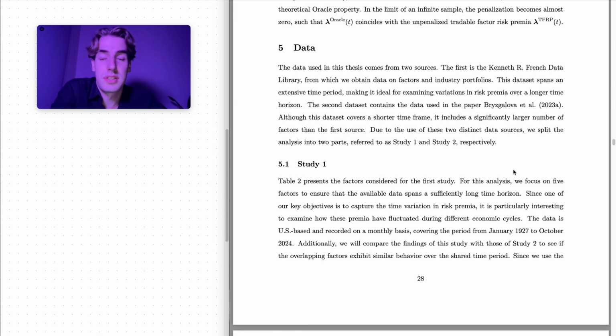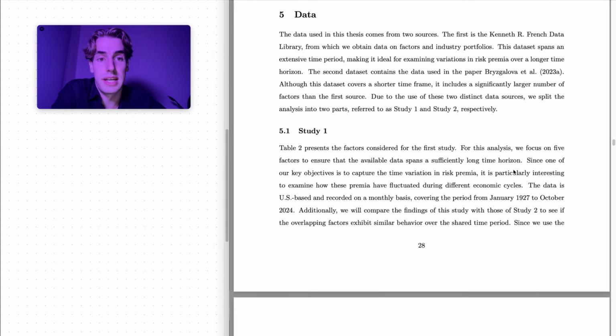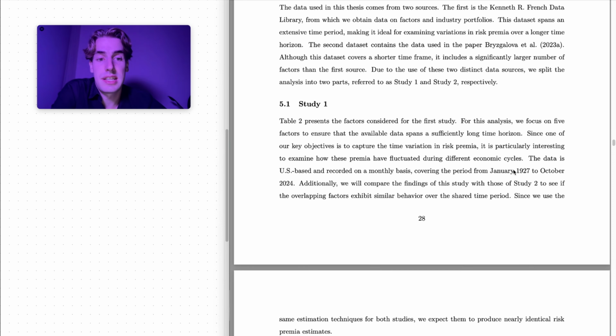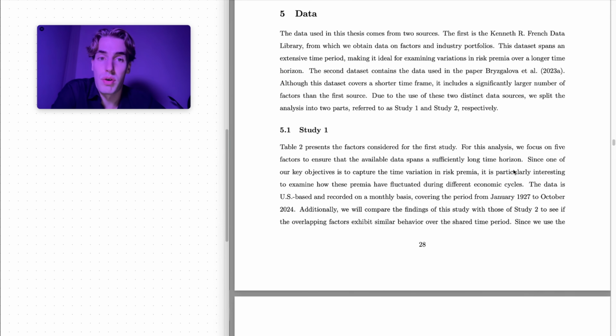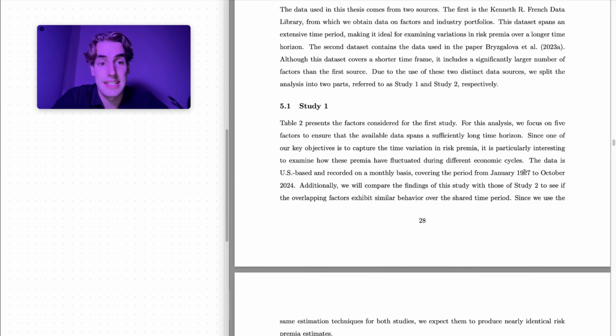So the data we use in this study is two data sets. The first is the long horizon data set. In this data set, I try to find factors which span the most amount of time possible, because, since we're looking at the time variation in risk premia, we want a very long time period. The longer the time period, the more we can say about economic recessions and weird periods where things happen. So that's what we do in study 1. It goes from 1927 to 2024, so it's also very recent.